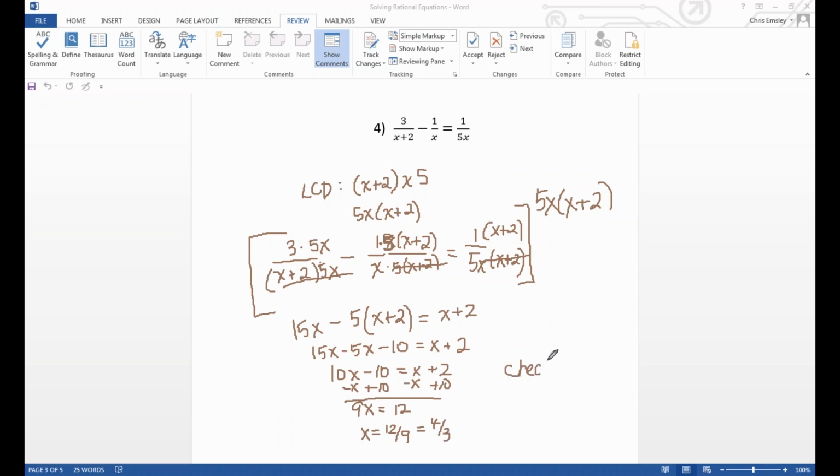Okay, don't forget to check. So we go back to our original equation. 4/3 plus 2. That's our first denominator. Is that equal to 0? It's not, so that one's okay. Our next denominator is just x, so that's just a 4/3. That's not equal to 0. That's okay. Our last denominator is 5 times 4/3. That is not equal to 0, so that's okay. So our answer checks.